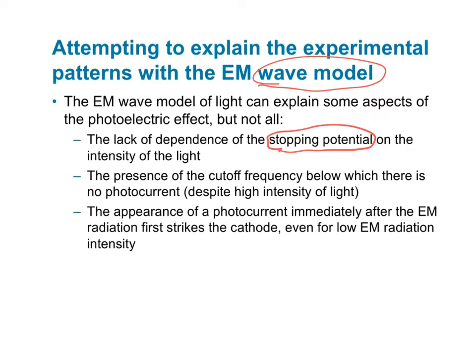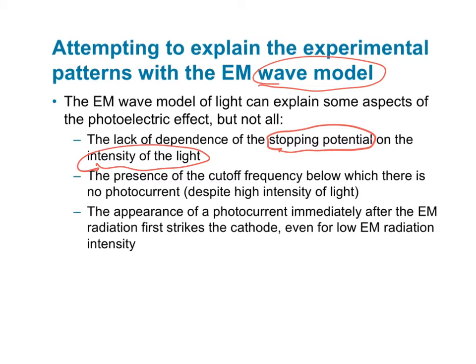Well, stopping potential is changing the voltage on the battery, reversing it so that it would stop the current flowing through there. So even though you were liberating electrons, you were changing the potential across there so that they wouldn't make their way across the empty space. And it didn't depend on the intensity of the light. So the current didn't, and the stopping potential didn't depend on how bright the light was.